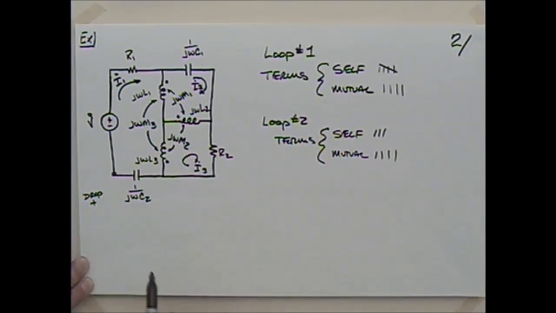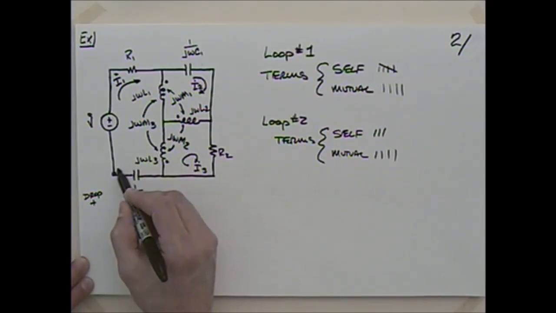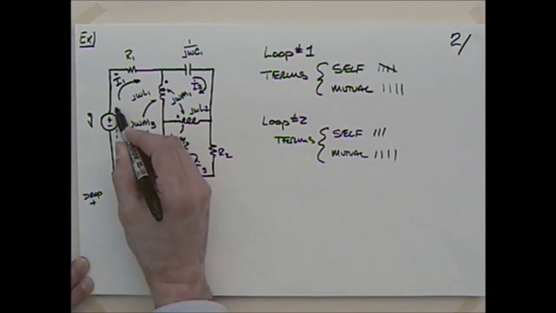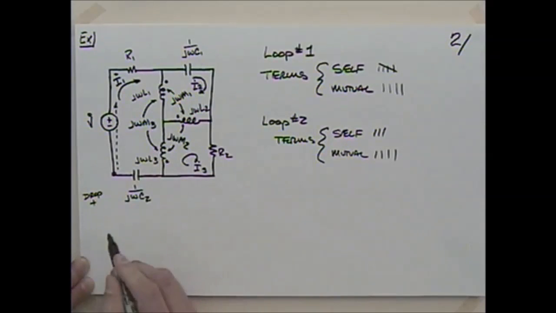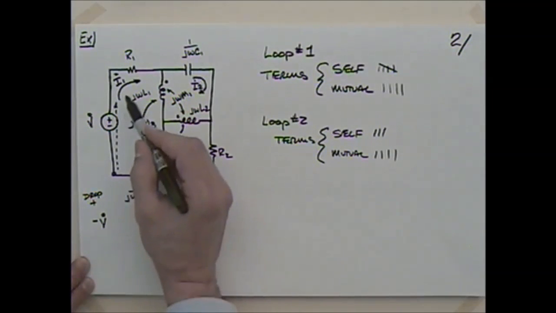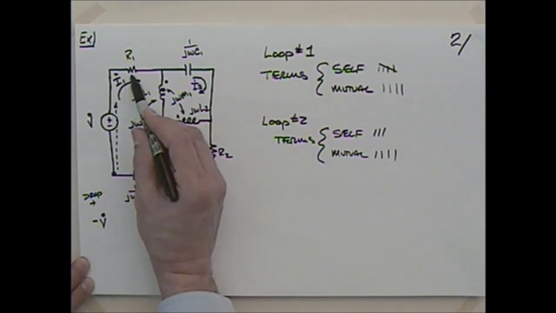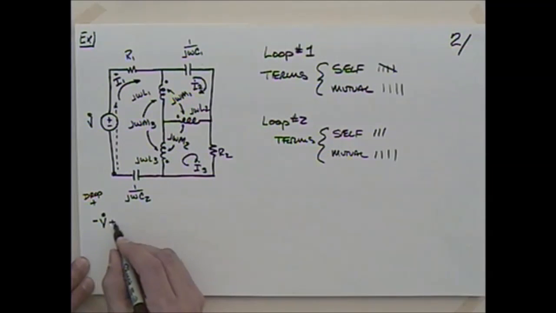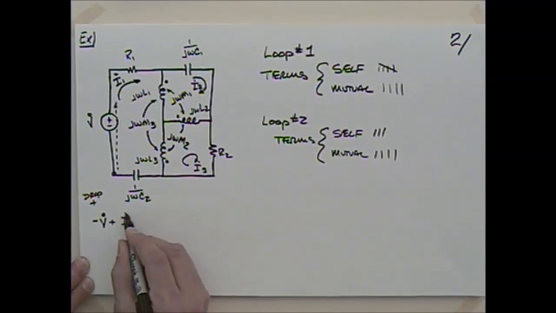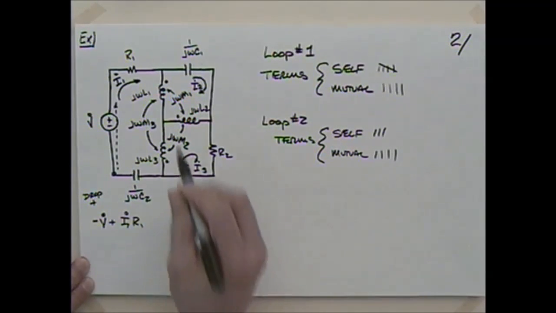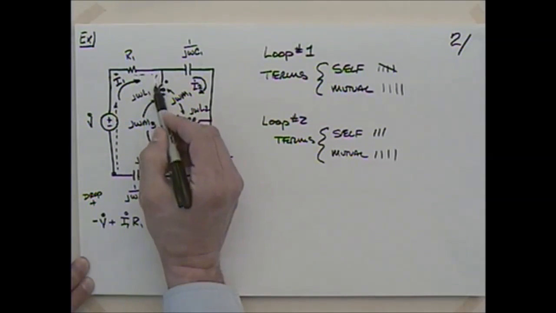Okay, so I'm going to take drops as positive. If I start at this point and start working my way around this circuit, what happens? I have a gain of the voltage V, so I'll say that's minus V, right? And then as I go through this, I've got I1 times R1, so that'll be plus I1 times R1. That gets me over to here.